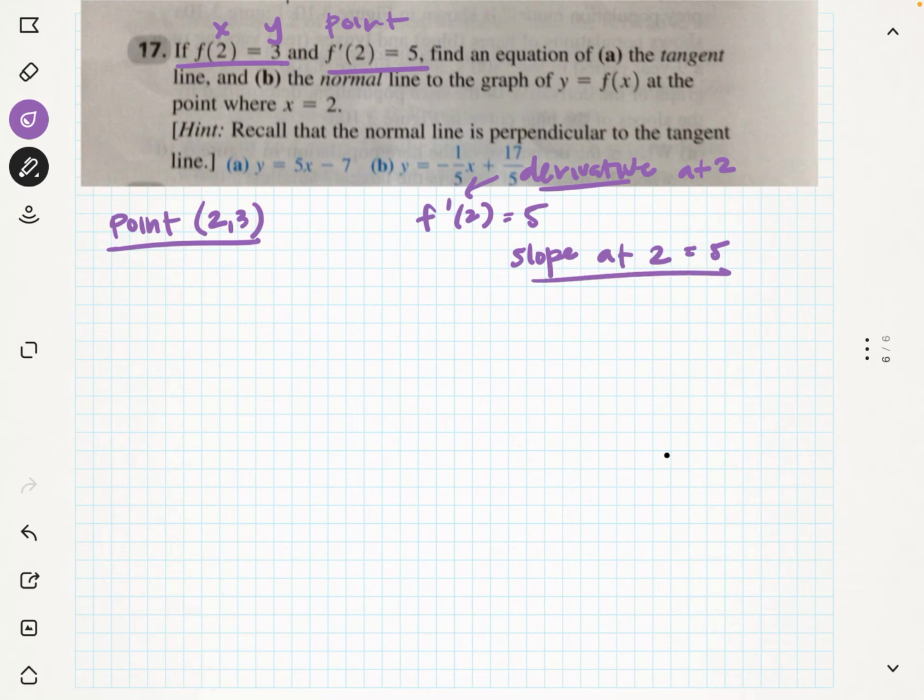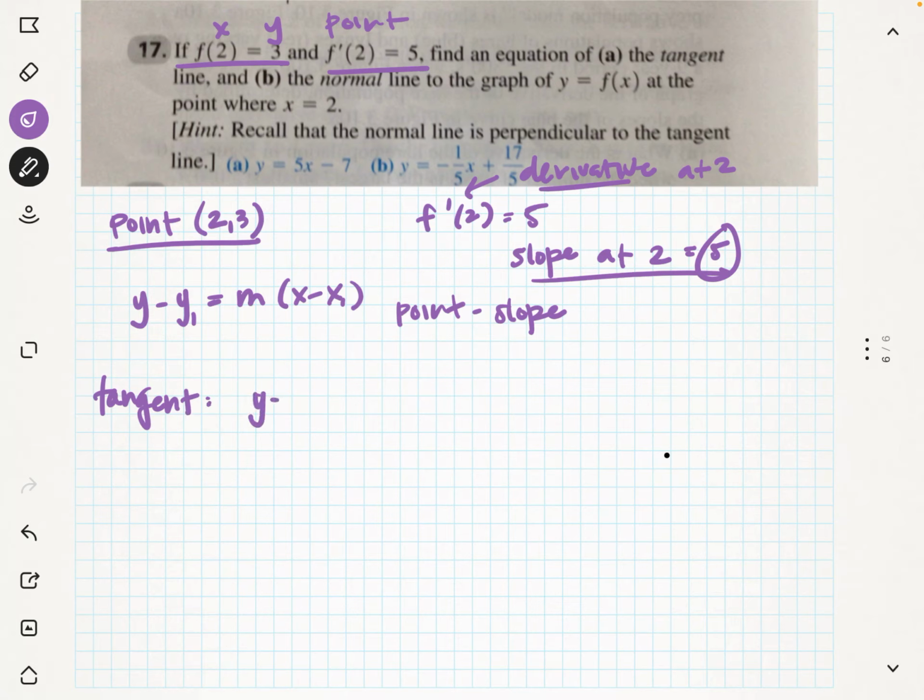So in order for us to do the tangent line, well, we already know the tangent line slope at that point. It's 5. So let's just put this together. So let's do point slope form. y minus y1 equals m(x minus x1). This is point slope. And we're just going to plug it in. So the tangent line, y minus our y from our point, which is 3, equals slope 5, times x minus our x from our point, which is 2. And then you're done.